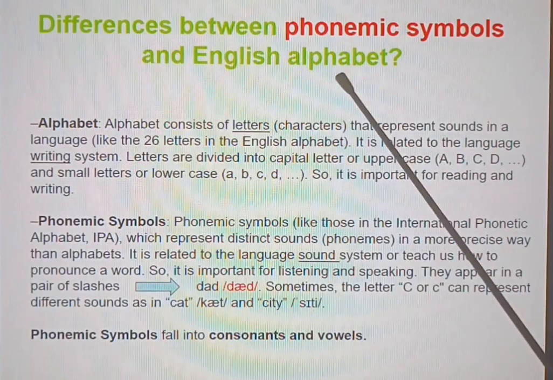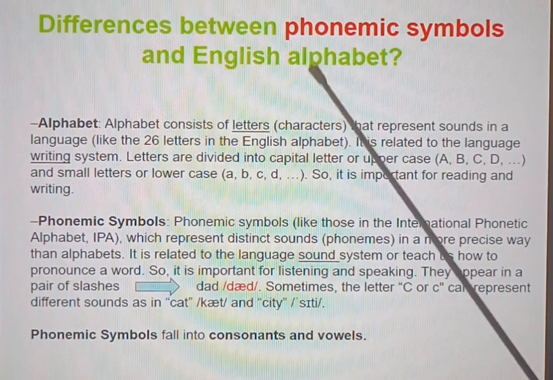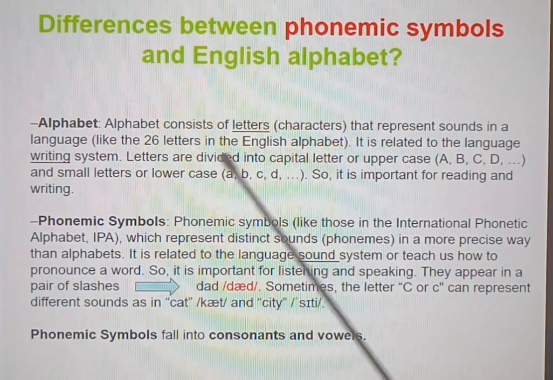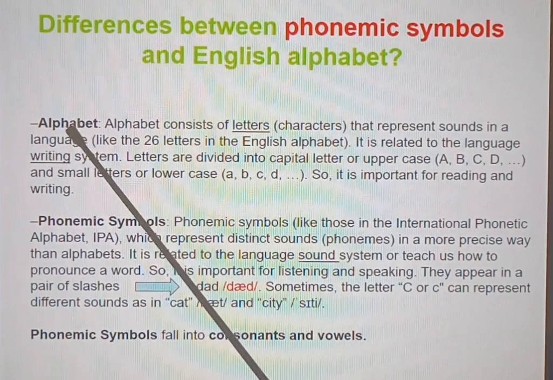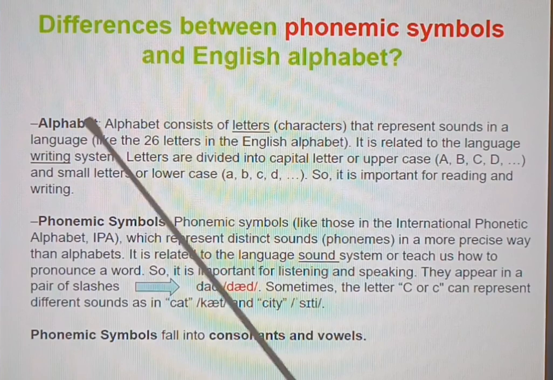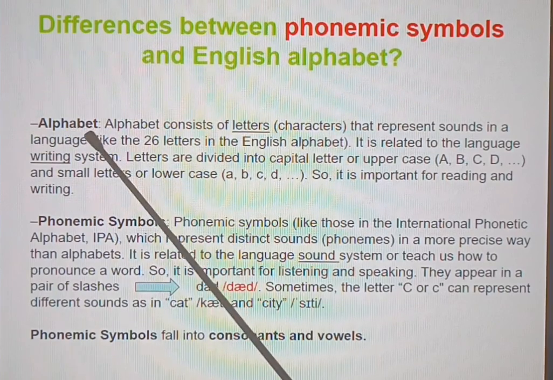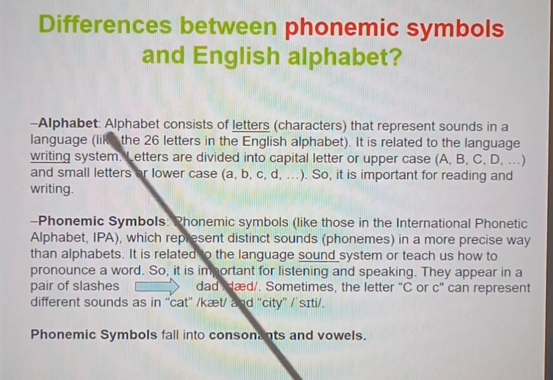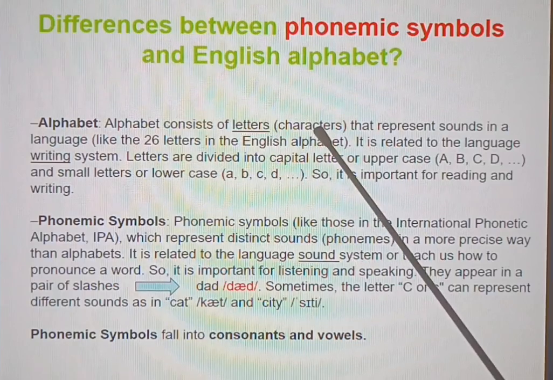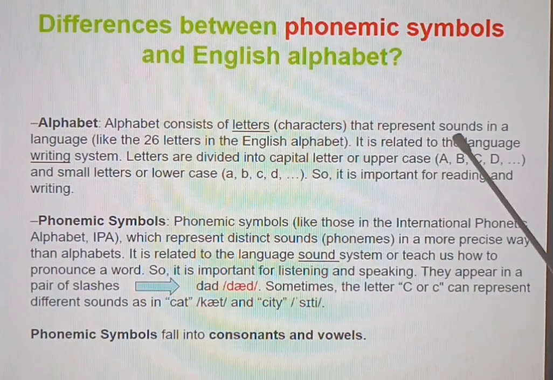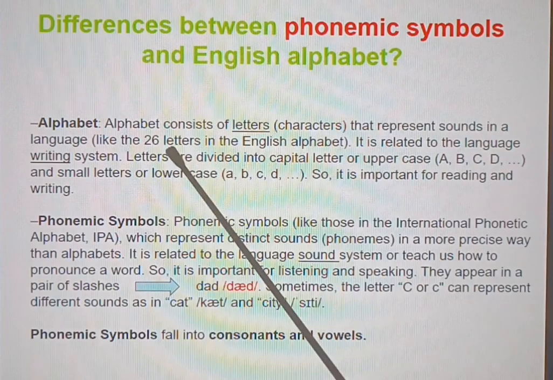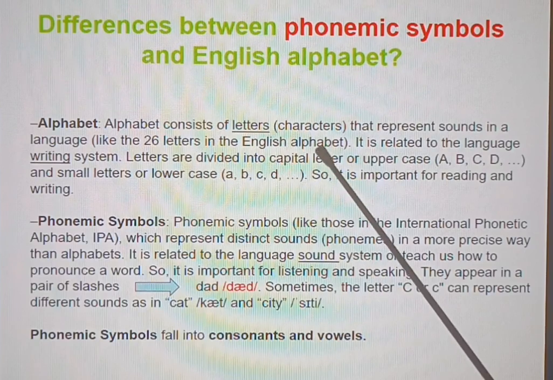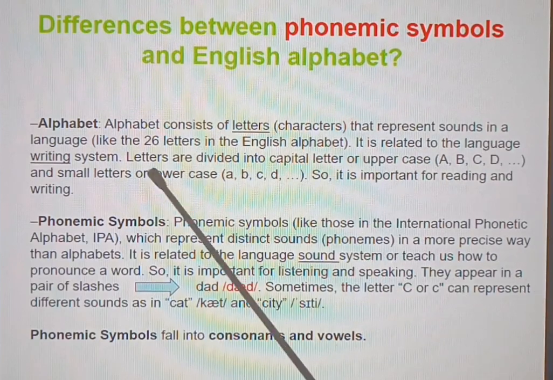You know, every language, including English, has its own set of letters or characters, right? So we already know what the alphabet is for our indigenous or local languages. Every language, be it your mother tongue or a foreign language, has its own set of letters that we call alphabet, right? The alphabet consists of letters, characters, and they tell us about the sounds in that language. For example, we have 26 letters in the English alphabet system, and it is related to the language writing system.